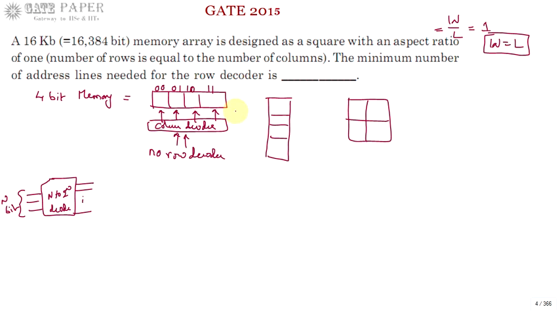If you are going with 4, these are the 4 address locations required for the column. That 4 can be written as 2 power 2. So it requires 2 address lines. 2 address lines are required for column decoding because it has 4 address locations. 4 address locations require a minimum of 2 address lines for decoding.